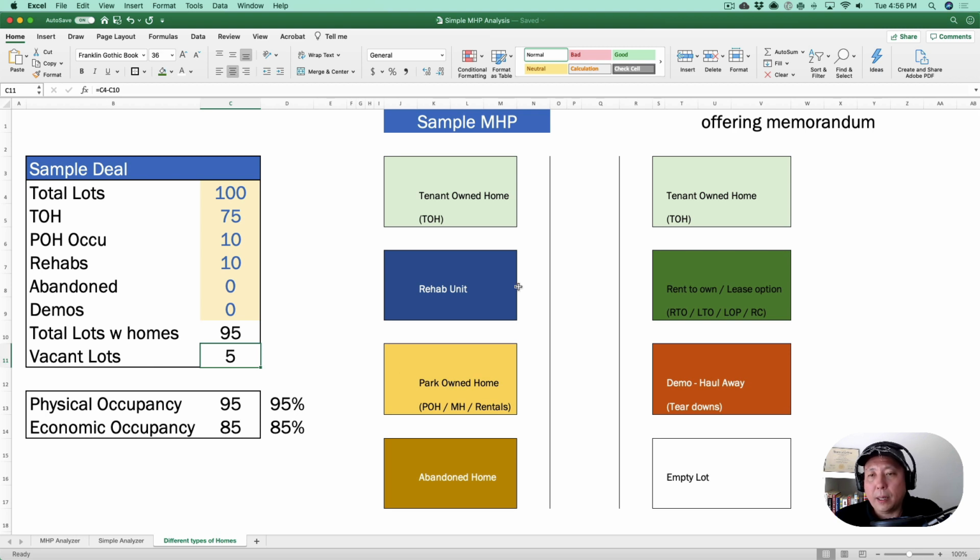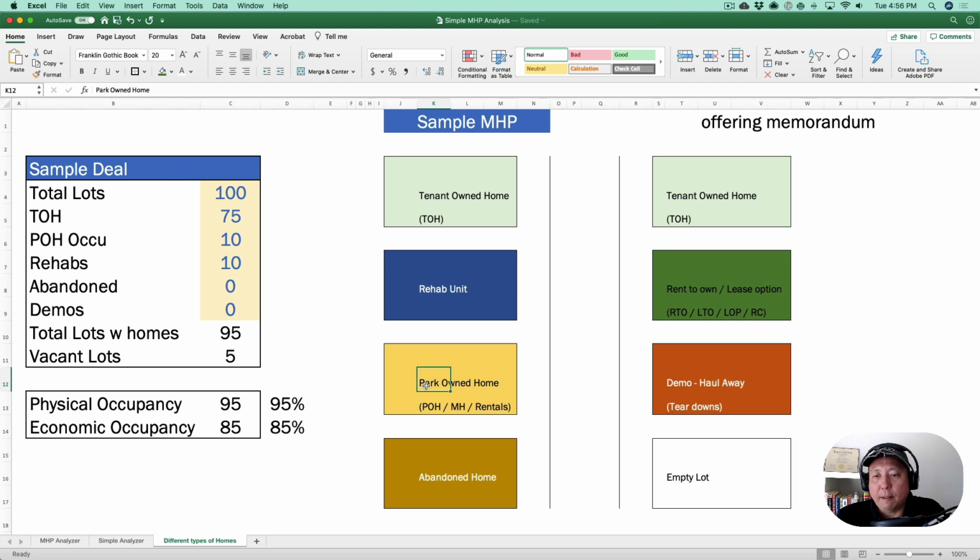So just to recap here, you have tenant-owned homes. Tenant-owned homes, also known as TOH, is when the tenant actually owns the mobile home in the park. This is considered the ideal, the best situation you can have if it's possible. You have units that need to be rehabbed. So these are units that the park owns, the community owns, but they need rehab before you can rent them out.